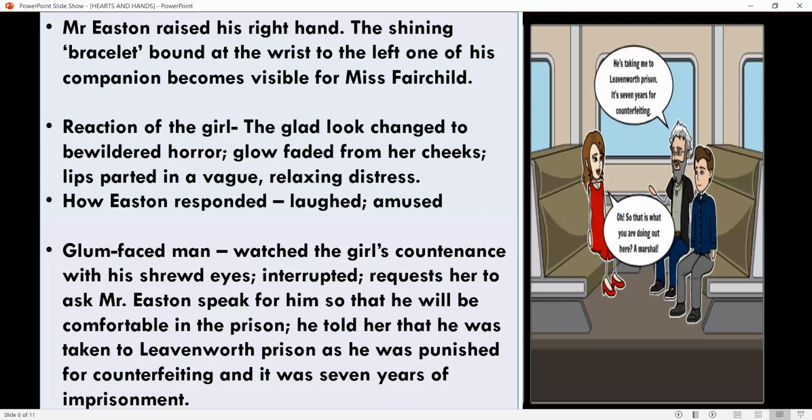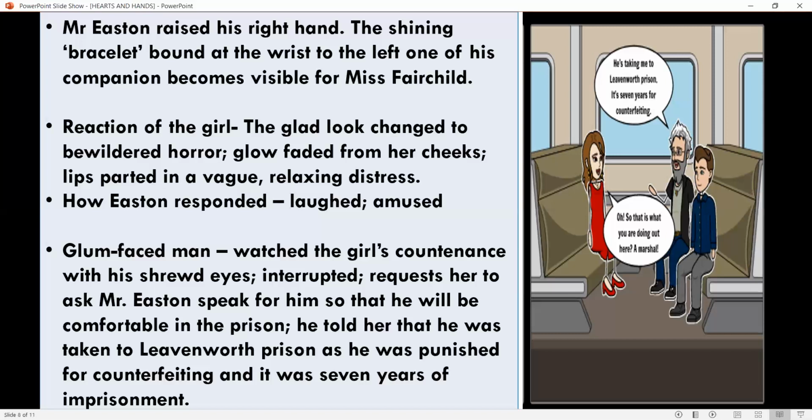Now, seeing this, the girl's eyes fell on the handcuff, and all this while there was a pink tinge on her cheeks. And now suddenly it faded totally. The glow faded from her cheeks, and the expression of her face totally changed. She was horrified to see the handcuff. Why was she horrified? Because she understood that Mr. Easton is a criminal. All right.